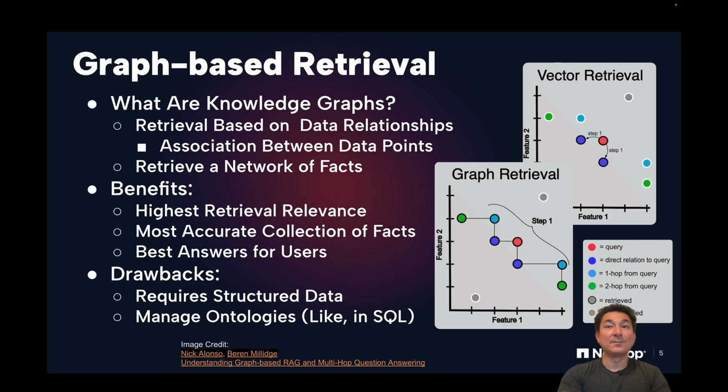One such option, among many, is graph-based retrieval, also known as graph-based RAG. What sets graph-based RAG apart from other retrieval mechanisms is the ability to use knowledge graphs. Knowledge graphs are powerful because they're based on relationships between your data points. Effectively, you're retrieving all facts related to a particular user's question. The benefits are the highest level of relevance for the data being retrieved and the accuracy of the facts, which provides better answers to the user. The drawbacks include having to start with structured data and also having to manage the graph relationships. This is similar to how you would manage SQL tables, primary keys and foreign keys.